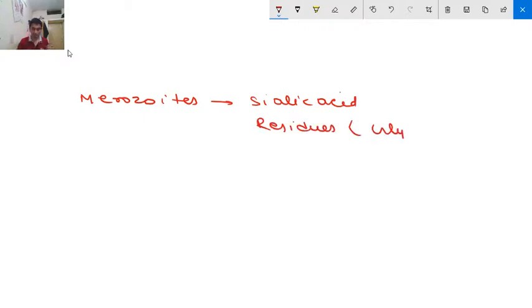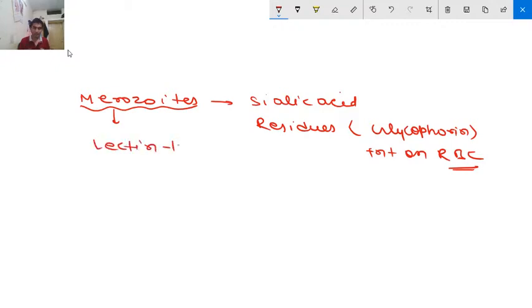After release of the merozoites, remember, the merozoite will bind to sialic acid residues which are present on the glycophorin molecule. This glycophorin molecule is generally present on the RBC surface. So remember, the merozoite will use its lectin-like molecules.